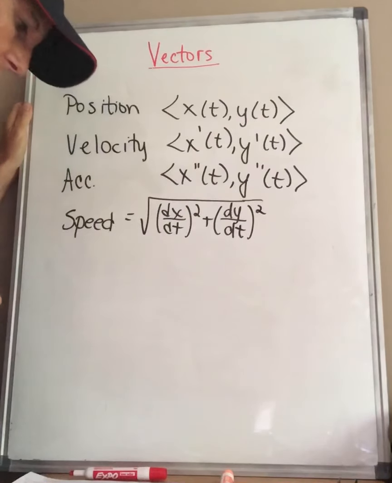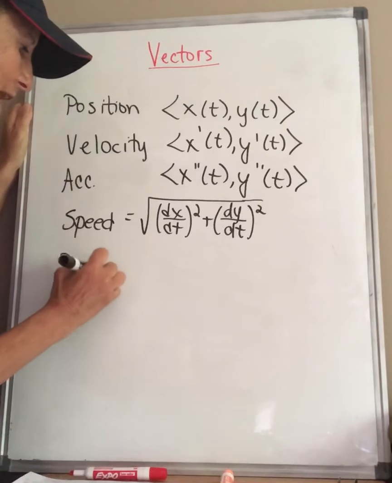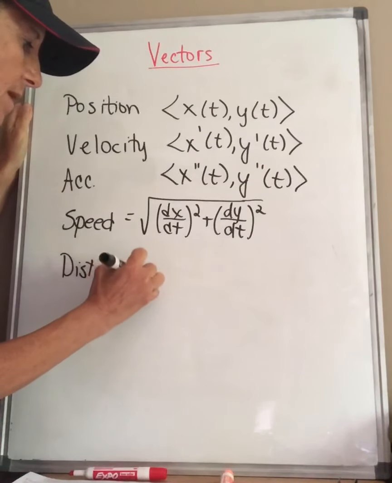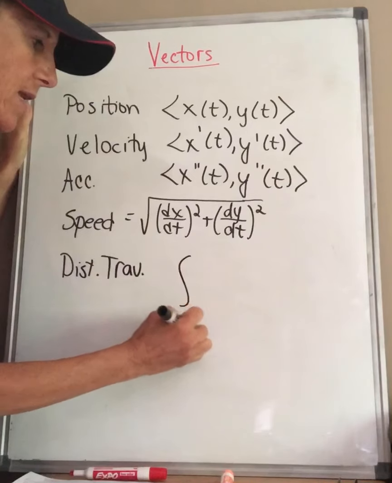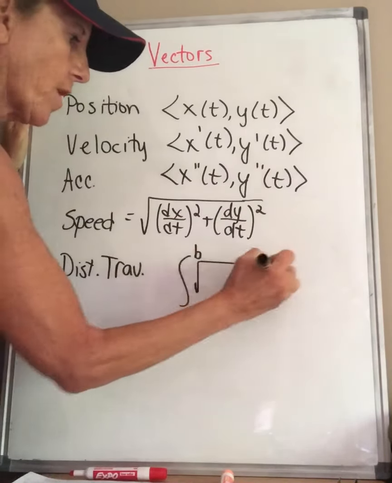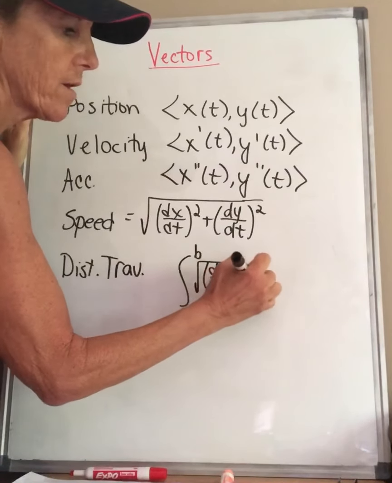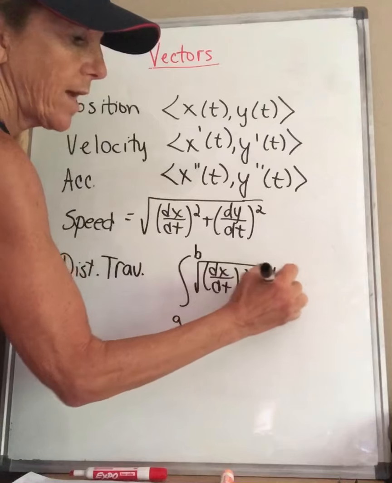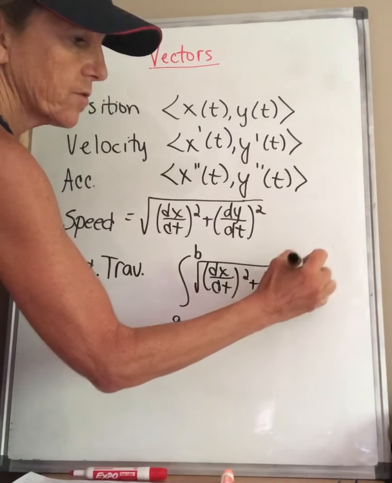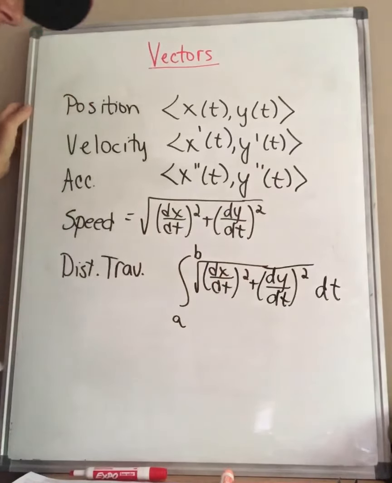And the last thing that we need to know is distance traveled. And distance traveled is an integral from a to b, actually of speed: the square root of dx/dt squared plus dy/dt squared, dt. These are the equations that will get us through the entire unit here on vectors.